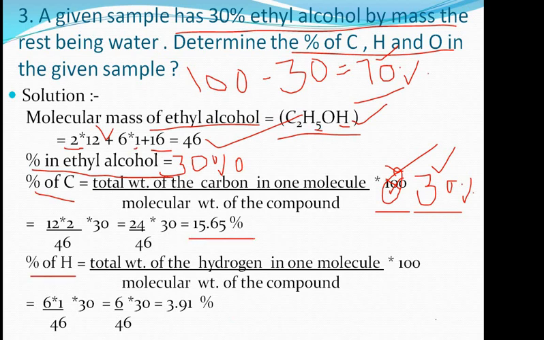Next, percentage of hydrogen. Again, write down its formula. Total weight of the hydrogen in one molecule, molecular weight of the compound into 100. On the place of 100, you need to write here 30 because 30% of ethyl alcohol is there. That is not 100% ethyl alcohol. Rest part of the compound is of water. So its answer will be 6. Total number of hydrogen atoms in ethyl alcohol is 6. 6 into 1, 46. Again, its value coming is 3.91%. Clear? Hope it is clear.